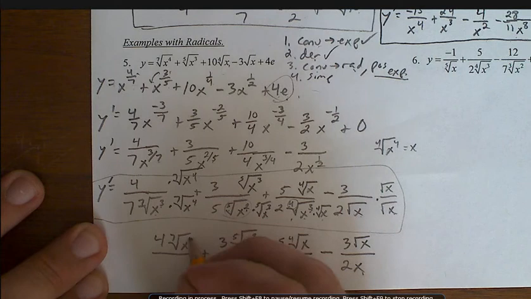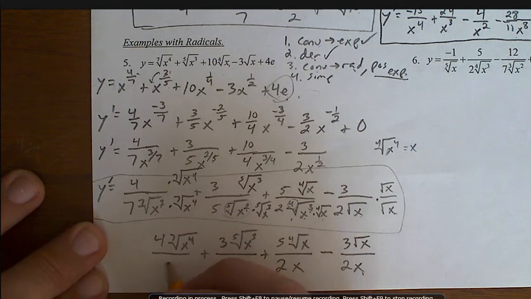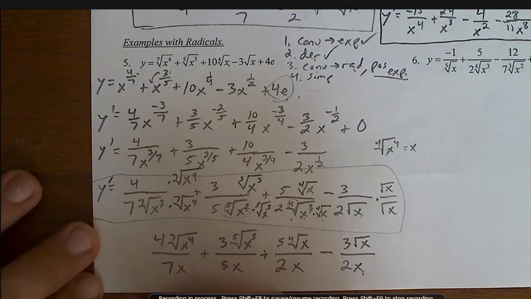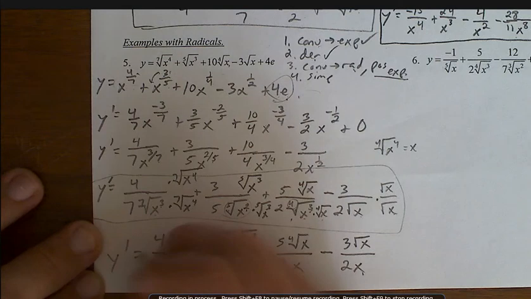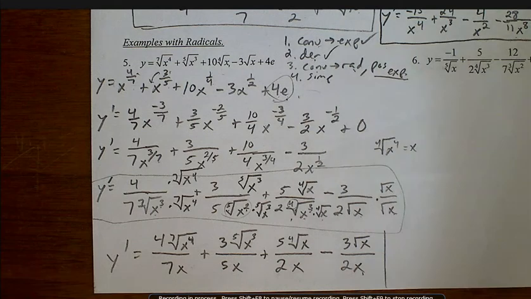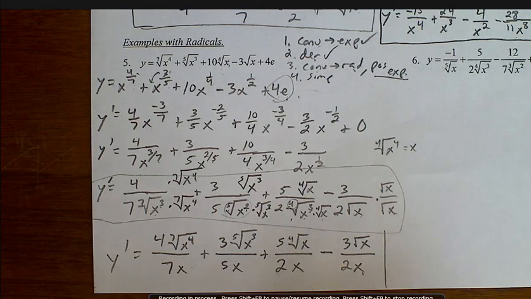Okay, last one, number 6. We'll follow the same steps here. So now in this case, I have to convert this to exponential form. Now I have radicals and fractions. So what I'm going to do first is convert my radicals into exponents.